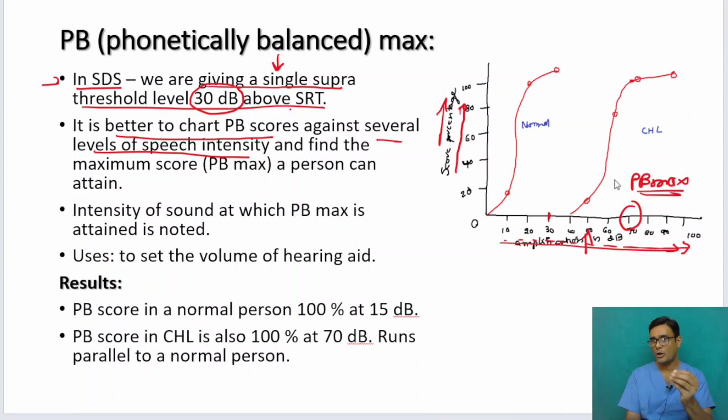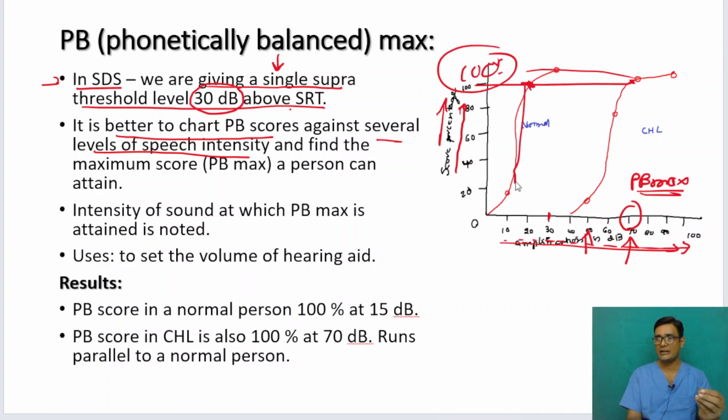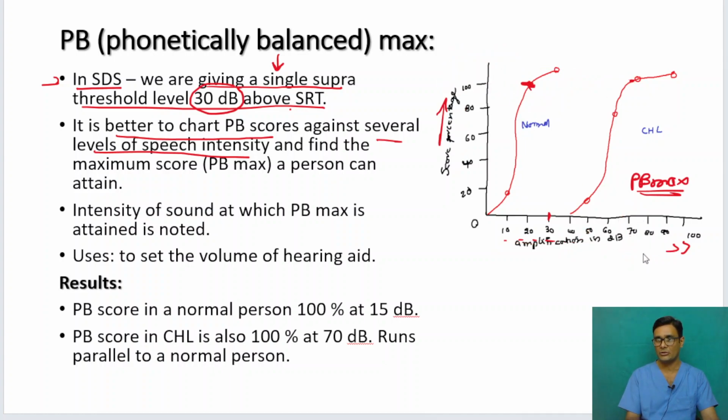So at one intensity range you will reach the maximum, that is 100%. Here also you are able to reach 100%. What level you reach it at is what we are trying to find with PB max. As I said, we note not only the maximum number of words he gets correctly, but also the intensity of the sound, the decibel level, at which he reaches that maximum.